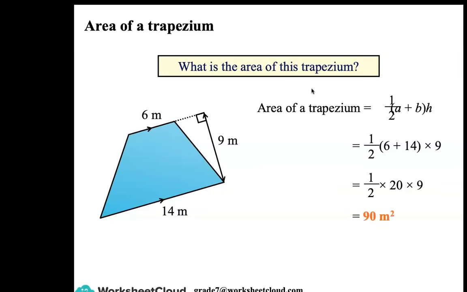So if you had said half times 20, that equals 10. 10 times 9 is 90. Or you could have said 20 times 9 is 180, and half of 180 is going to give you 90. Okay, so that's the area of a trapezium, guys. Half A plus B multiplied by height, where A plus B is the length of the parallel sides.